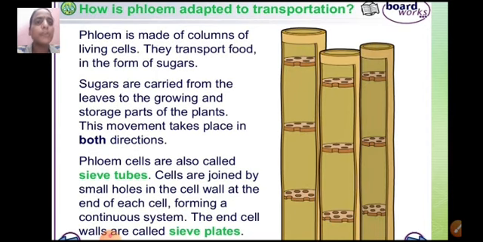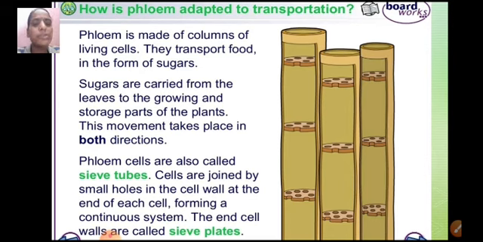Now talking of the phloem. Phloem is made of columns of living cells. Xylem is composed of dead cells, whereas phloem is composed of living cells. They transport food in the form of sugars. Sugars are carried from the leaves to the growing and storage parts of the plants. This movement takes place in both directions.